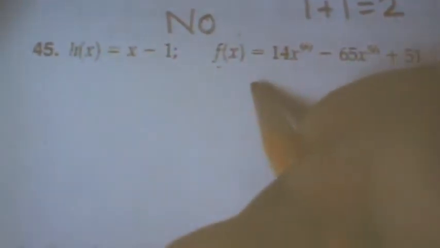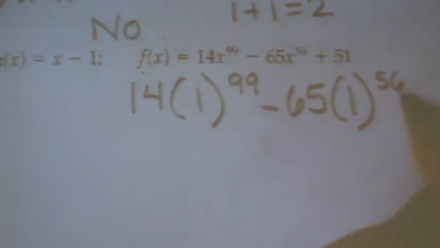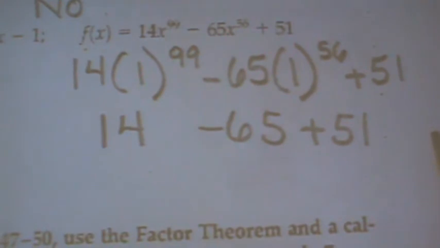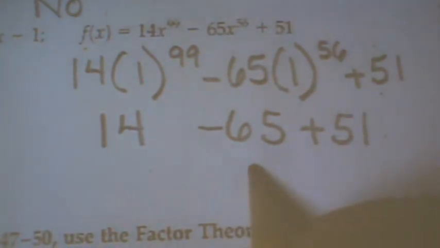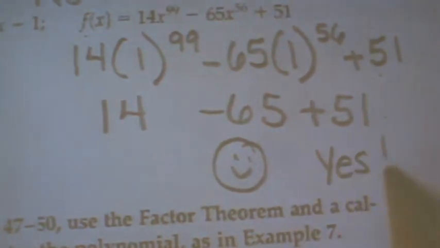And 45, the last one. You're going to plug 1 in. So 14 times 1 to the 99th power, minus 65 times 1 to the 56th power, plus 51. So what does this go to? 14 minus 65 plus 51. And I believe that is 0? Yeah, that is a big fat 0. So yes, absolutely. This goes into that evenly.